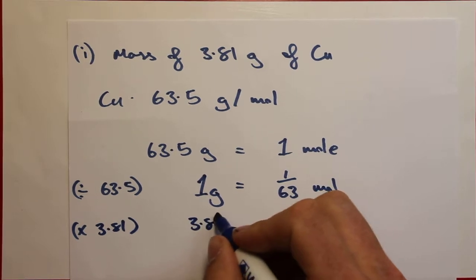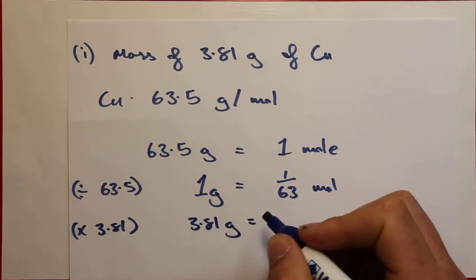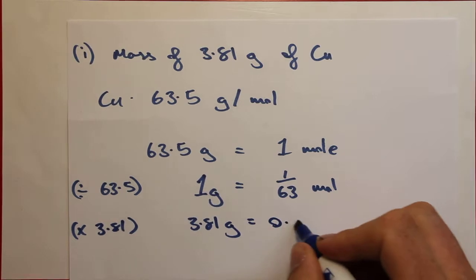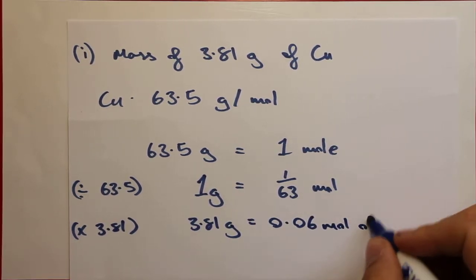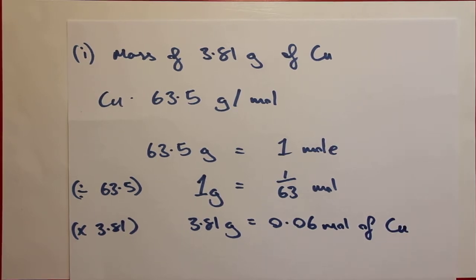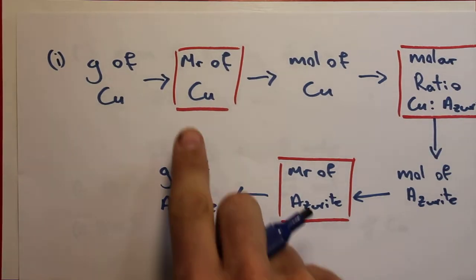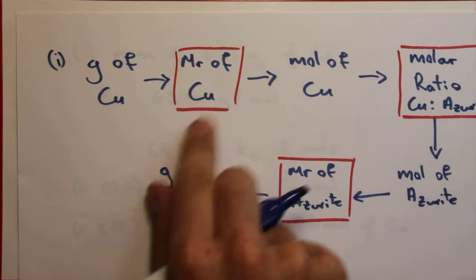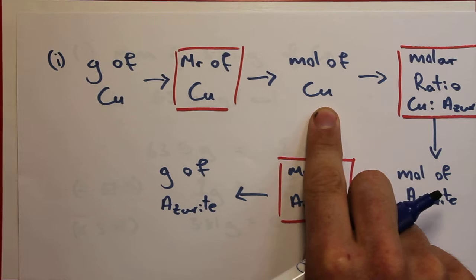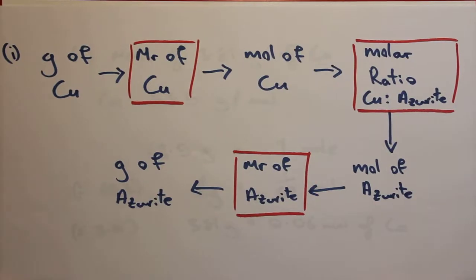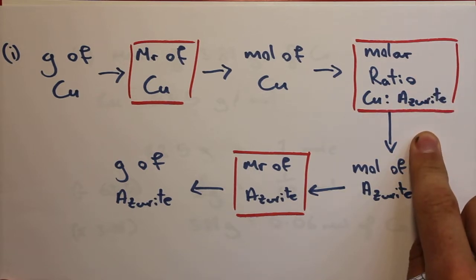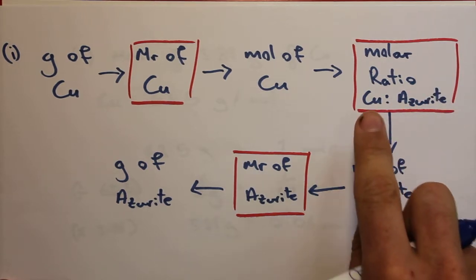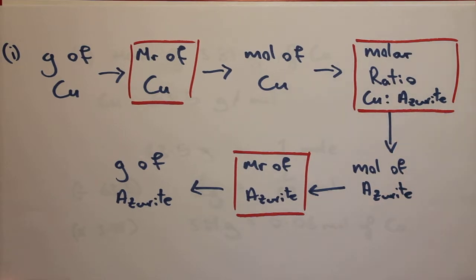So 3.81 grams is going to equal 0.06 moles of copper. So now we can see what we've just done here. We've used the relative atomic mass of copper to find the number of moles of copper. Now the next step is we're going to use our molar ratio from our balanced chemical equation to see what's the ratio of copper to azurite.